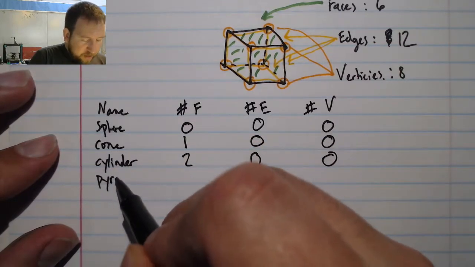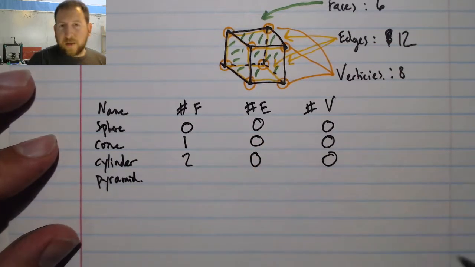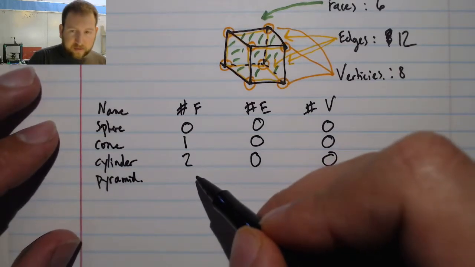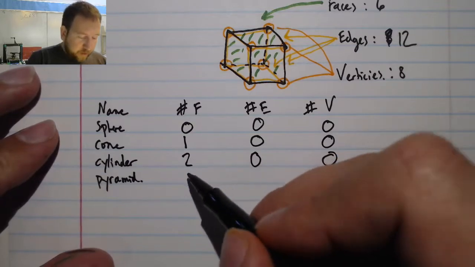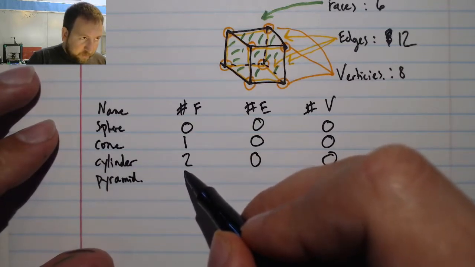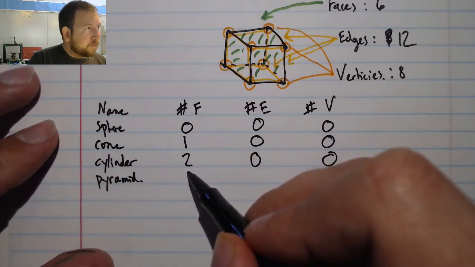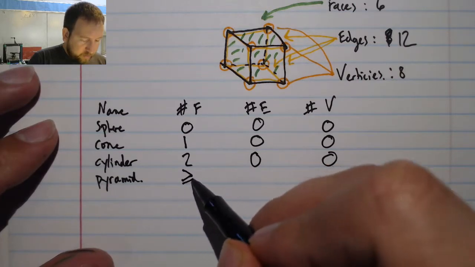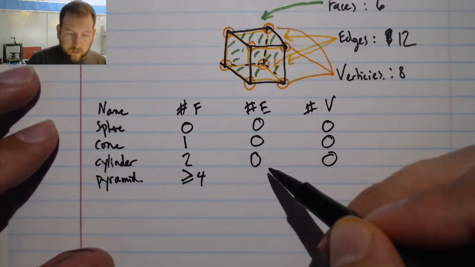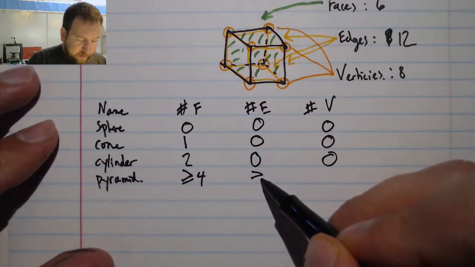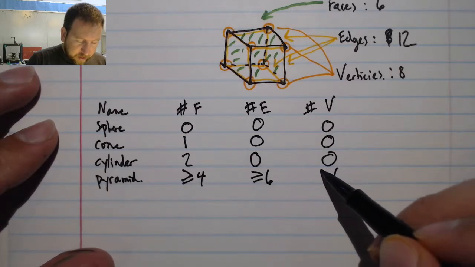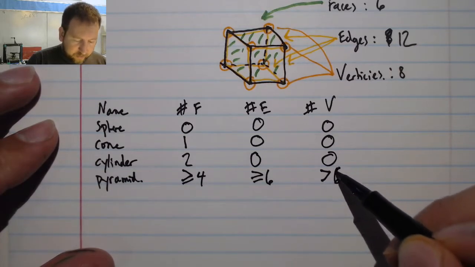We also talked about that pyramid. And we had a couple different pyramids to do. So with the number of faces, we need at least 4. So I'm going to say at least 4. So that means greater than or equal to 4. And with our edges, at least 6. And again, with our vertices, at least 4.